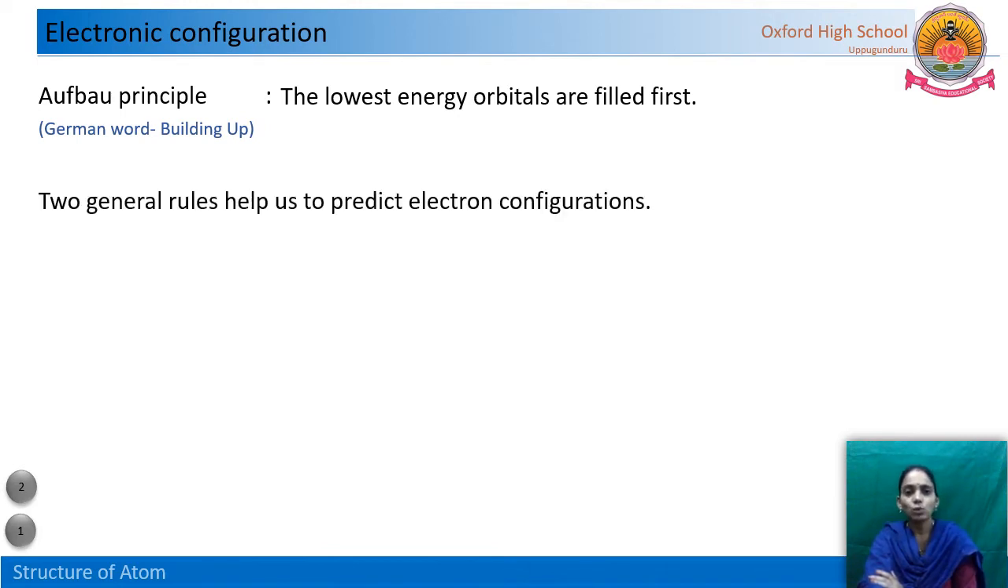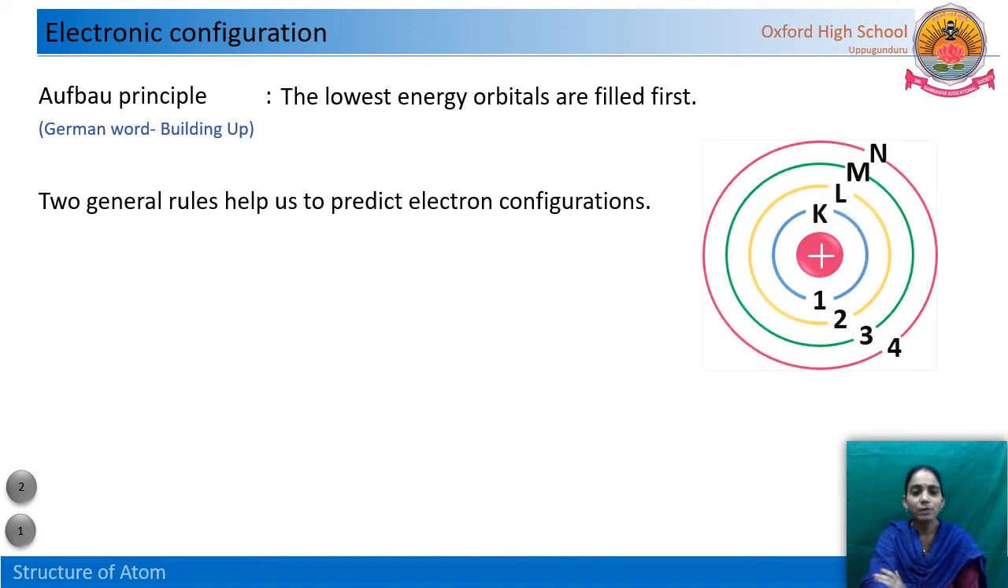There are two rules. They help us to predict the electronic configurations. In our previous class, we studied orbits like the K, L, M, N orbits. If n is equal to 1, the principal quantum number value 1, then the first shell is called the K shell. The K shell has the lowest energy when compared with the N shell.